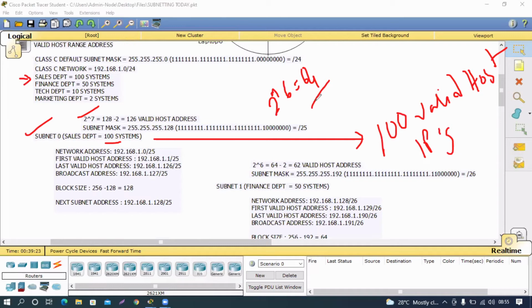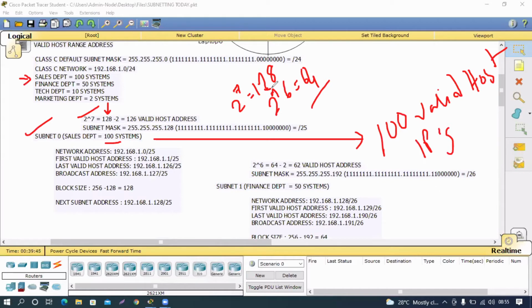Yes, 2 raised to 6 is 64. So 64 is lower than the requirement, right? This is the current requirement, 100. So which power are we taking? 2 raised to 7. So that is your 128, correct? 128. So we are taking 128.